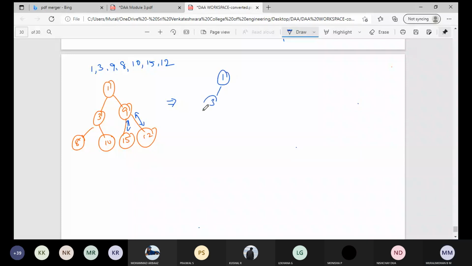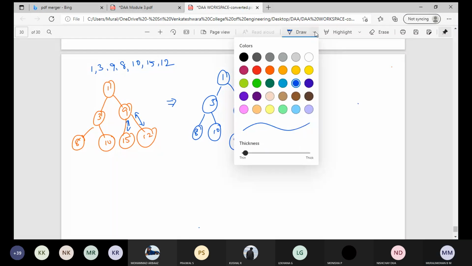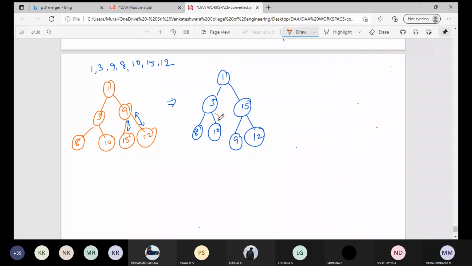When I exchange that, we'll get it like this. 3, and here 8, here 10, and here I will get 15, and here 9, here 12. Right? So it holds good for 15. Now you just check for 3. Does it hold good for 3?